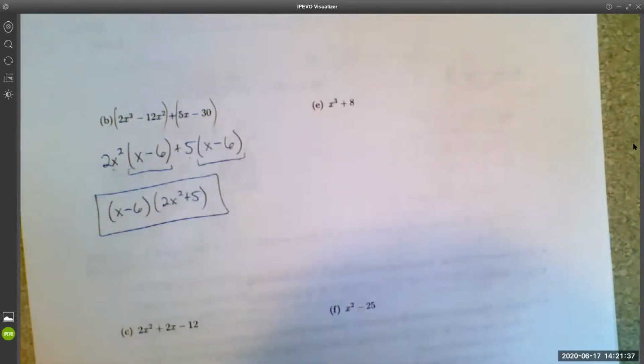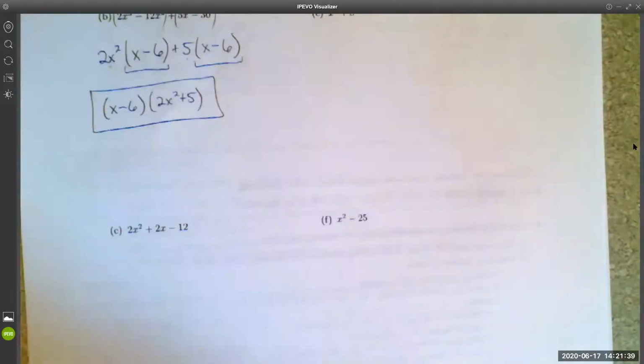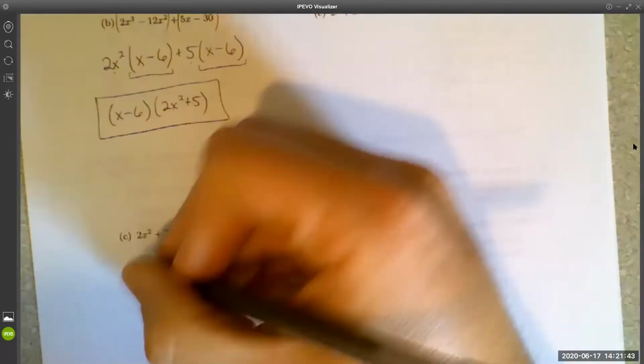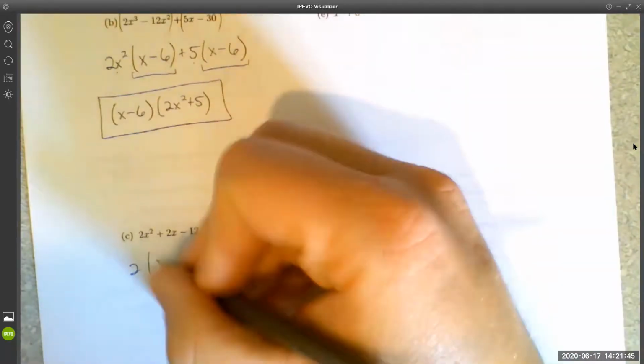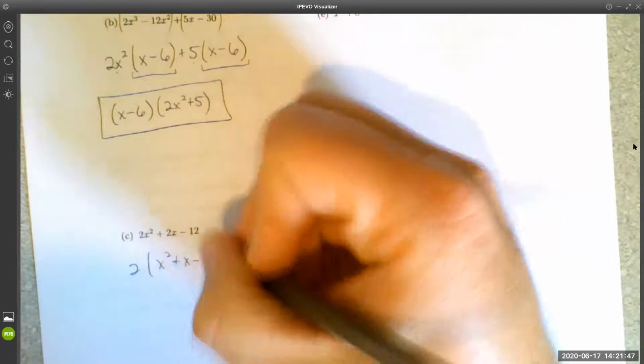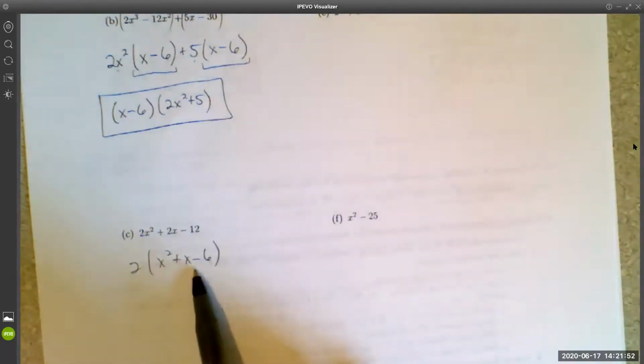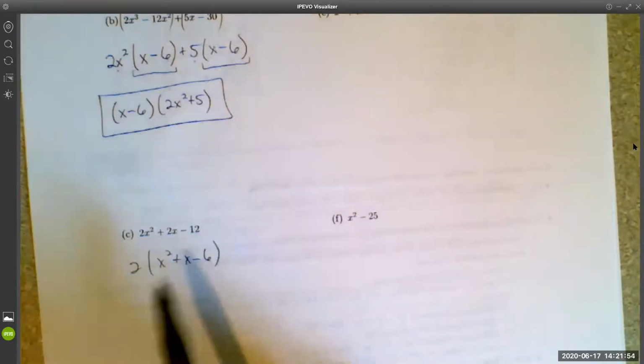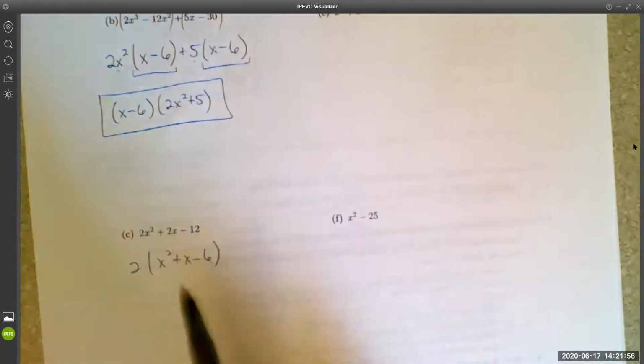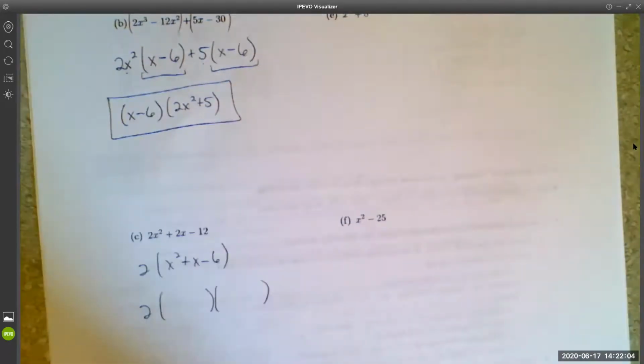Okay, let's do another one, part C. I can take out a GCF for sure, right? I can take out a 2, and I'm left with x squared plus x minus 6. Now this thing that I'm left with, it's a trinomial. So the strategy for factoring trinomials is to try to reverse FOIL. In other words, I need to try to think of two binomials that will multiply together to give me x squared plus x minus 6.